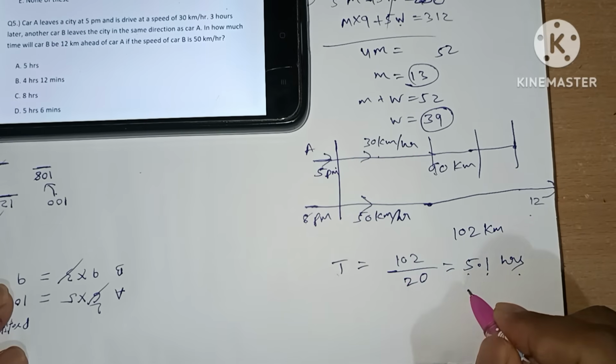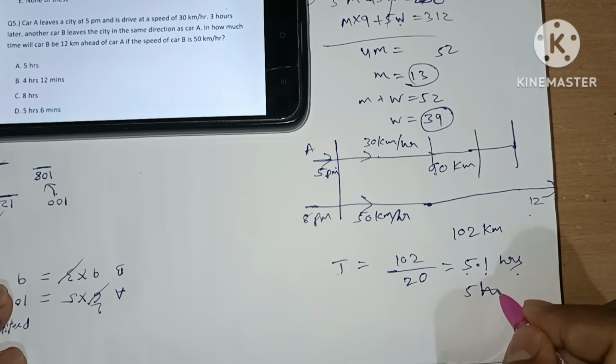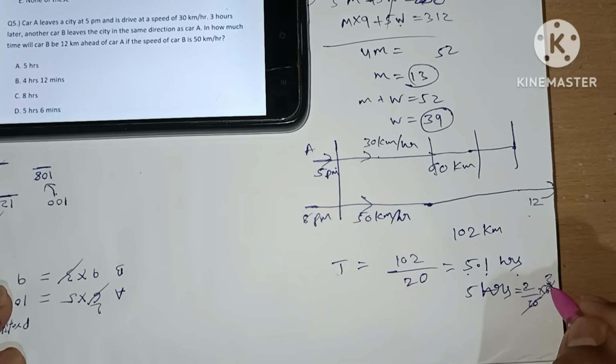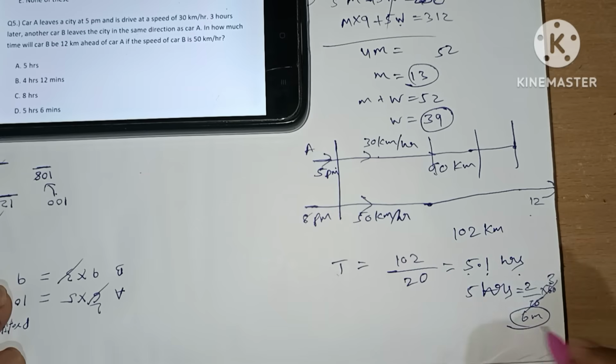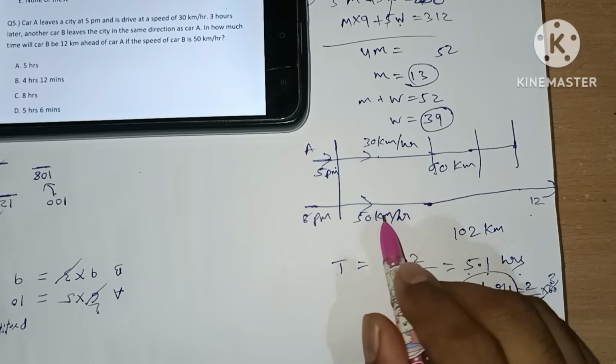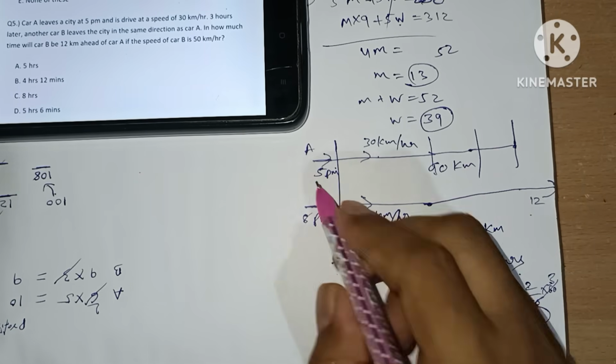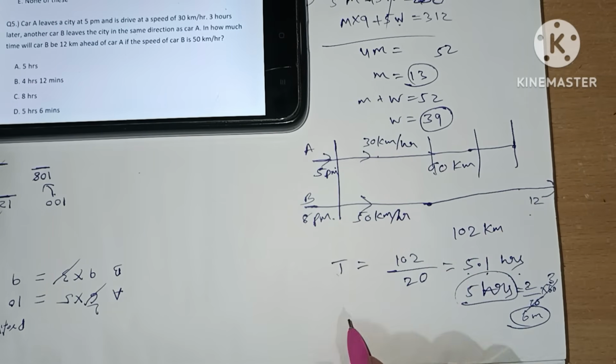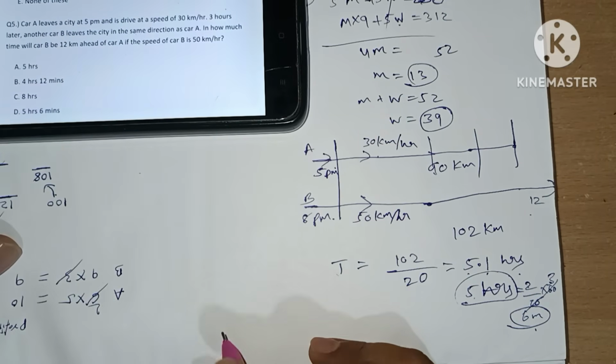0.1 hours is nothing but 5 hours plus we are left with 2 by 20 into 60. This will be 6 minutes. So 5 hours 6 minutes it takes for car B to be 12 kilometers ahead of car A. So this is our answer, 5 hours 6 minutes. Option D is our answer.